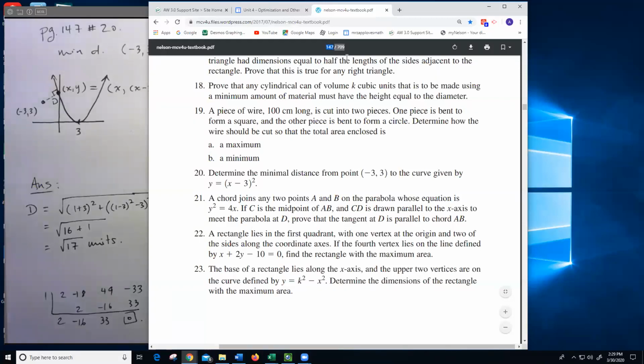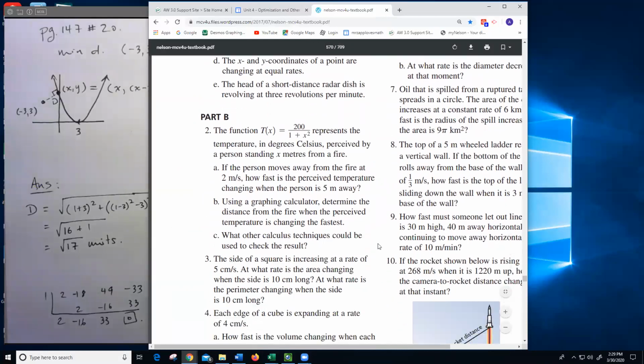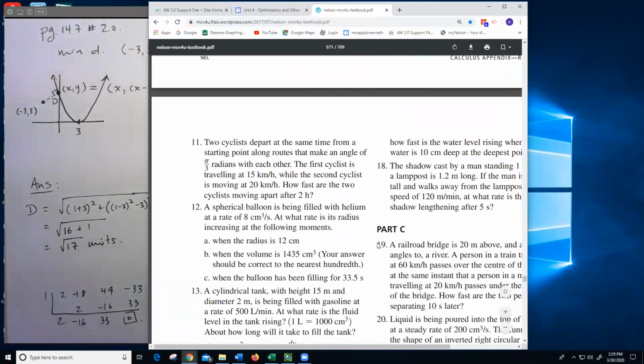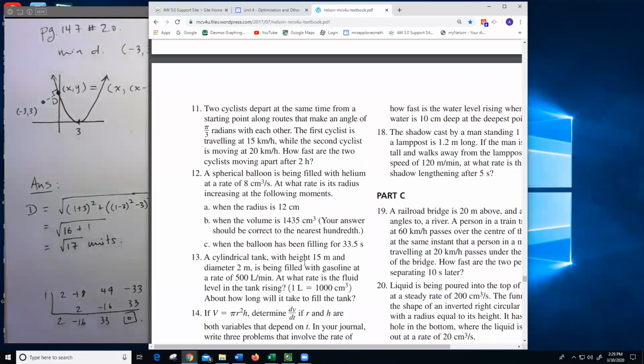569, oops. So number 11. Okay, so two cyclists depart at the same time from a starting point along routes that make an angle of pi over 3 radians with each other. The first cyclist is traveling at 15 kilometers an hour, the second at 20 kilometers an hour. How fast are they moving apart after 2 hours?